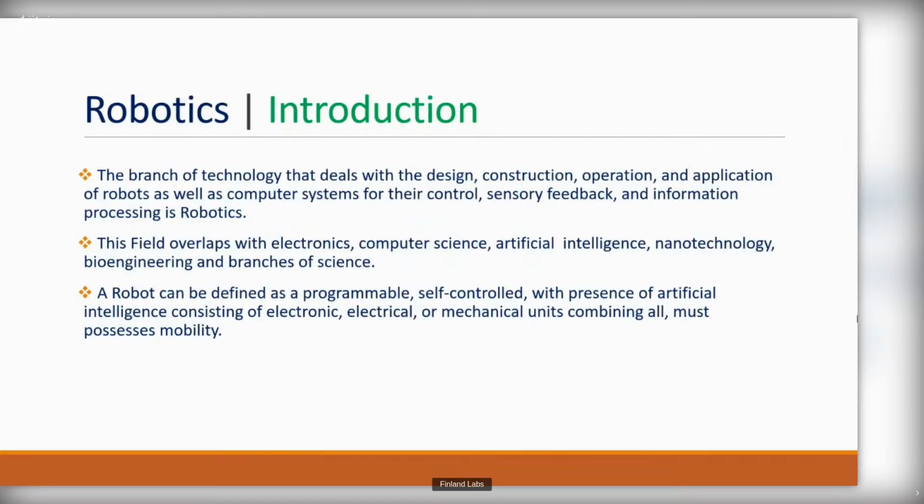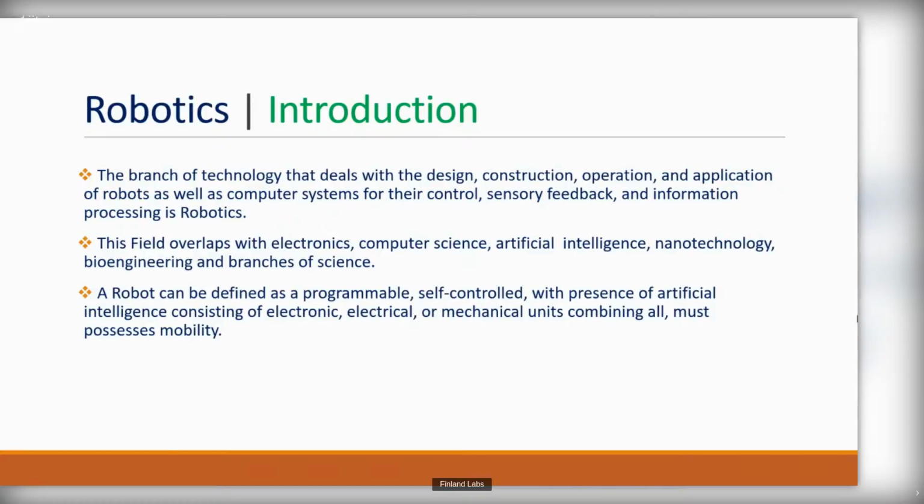Okay. Yeah, so a robot can be defined as a programmable, self-controlled machine, with the presence of artificial intelligence, consisting of electronic, electrical, and mechanical units combined, and it must possess mobility. This is a very important part: it should have mobility. It should have some kind of movement. If there is no movement, we cannot call it a robot. There should be some kind of movement, so that means we should include some kind of motors in it. That is basically called a robot.